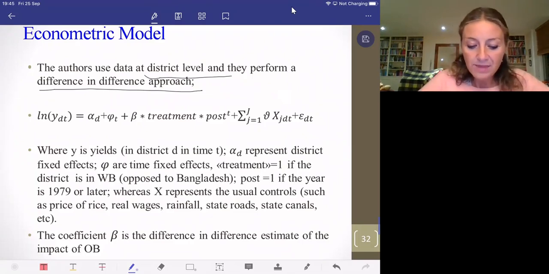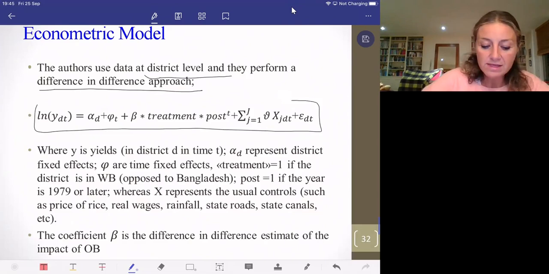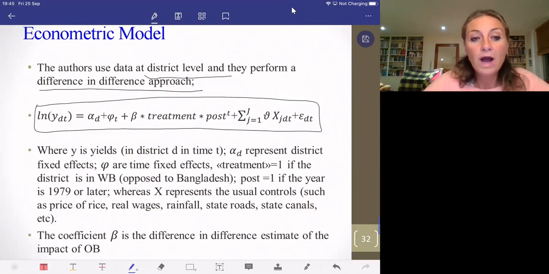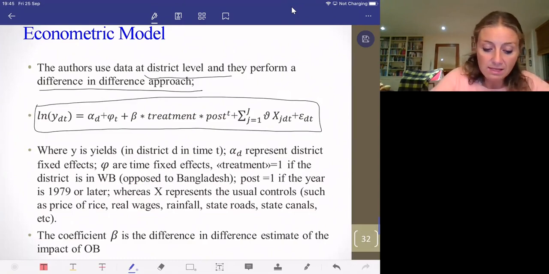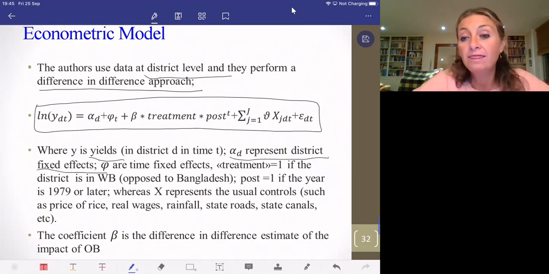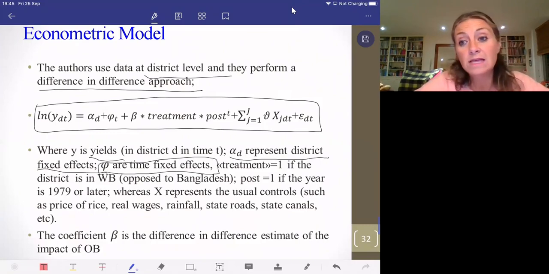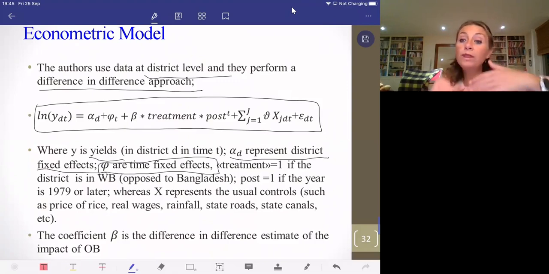So yes, the estimating equation is provided by the log of y_dt, where y represents the yields in district d at time t. Alpha_d represents the district fixed effect, so any specific characteristic that might be going on in that particular area. Phi represents the time effect, because remember that the reform was implemented in 77, so all the data captured before were not impacted by the reform.